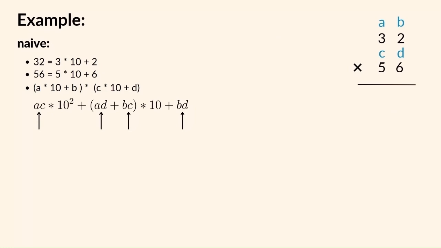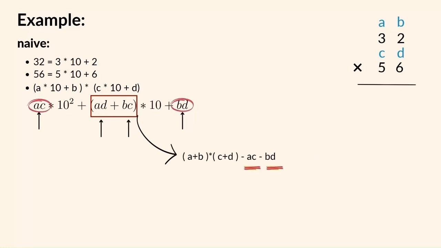Expanding AD plus BC yields this equation. By storing the pre-calculated AC and BD values, they needn't be recomputed. Then, by performing one final multiplication of A plus B, all multiplied with C plus D, and subtracting the stored AC and BD values, Karatsuba made a solution in just 3 multiplications rather than 4.